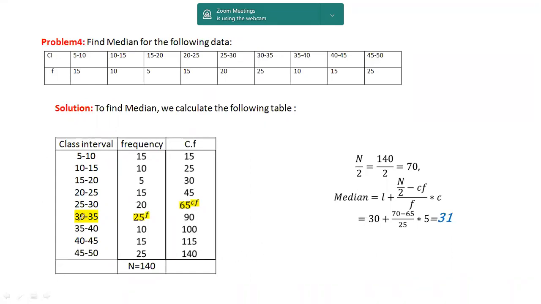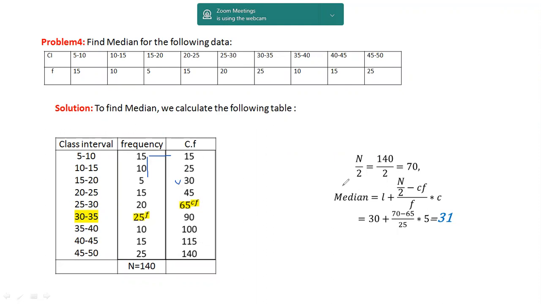Whatever class intervals are given, I write them, then the frequency, then we calculate the cumulative frequency. So 15, then the next cumulative will be 10 plus 15, which is 25. For the third term, we add the three preceding terms: 5 plus 10 plus 15, which is 30. Like that we calculate the cumulative frequency.